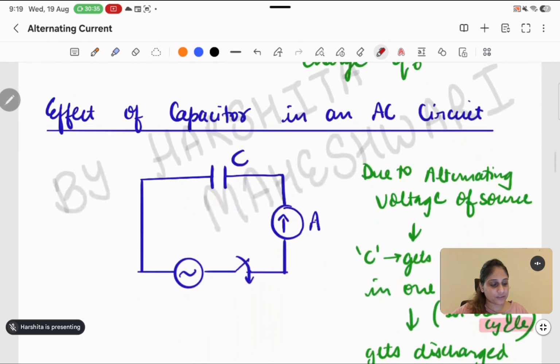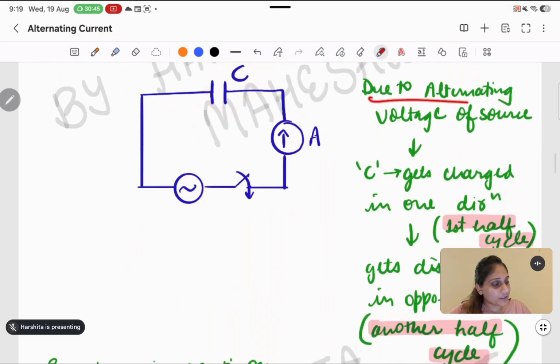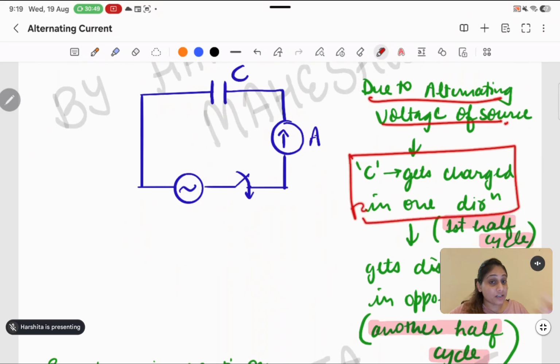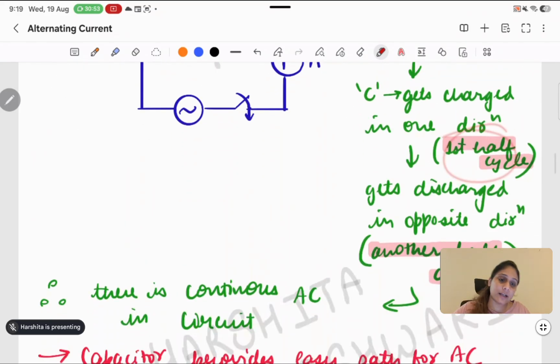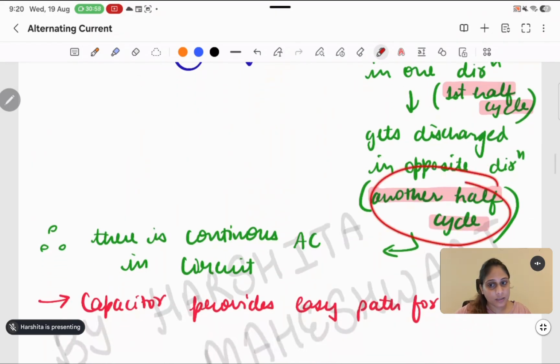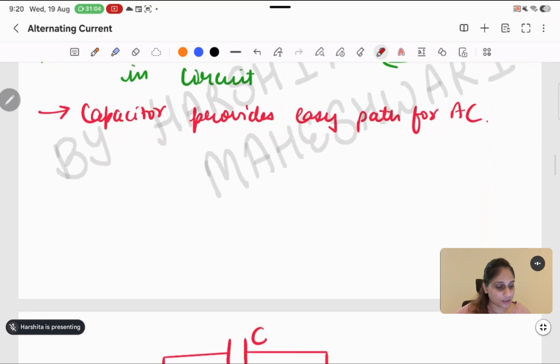Now, what is the effect of the capacitor in the AC circuit? See, when a capacitor of capacitance C is connected to a source of alternating EMF, due to the alternating voltage of the source, what will be happening? The capacitor will be getting charged in one direction in its first half cycle, and again it will be getting discharged in the opposite direction in the other half cycle. So there is a continuous AC in the circuit, and the capacitor provides an easy path for the alternating current.